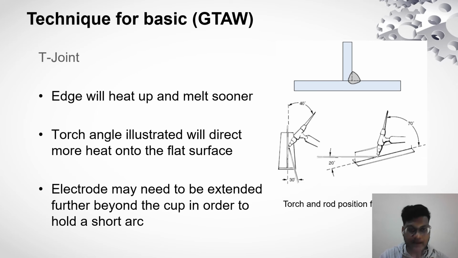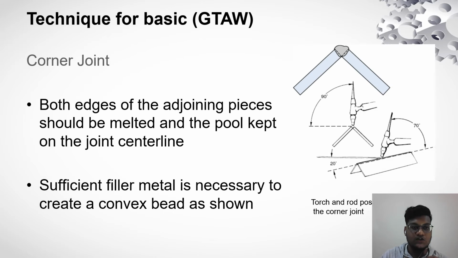T-joint. Edge will heat up and melt sooner. Torch angle illustrated will direct more heat onto the flat surface. The electrode may need to be extended further beyond the cup in order to hold a short arc. Corner joint. Both edges of the adjoining pieces should be melted and the puddle kept on the joint center line. Sufficient filler metal is necessary to create a convex bead as shown.